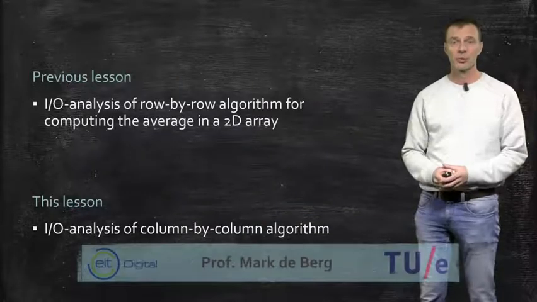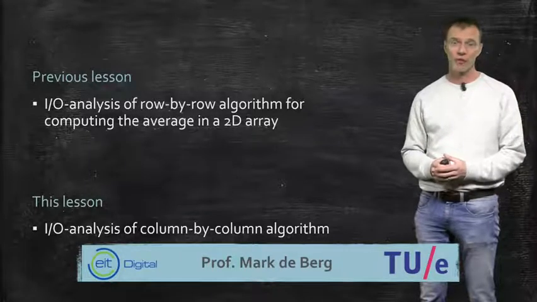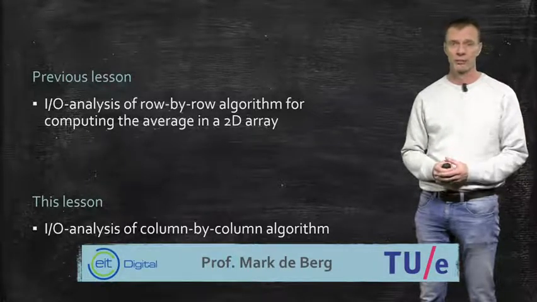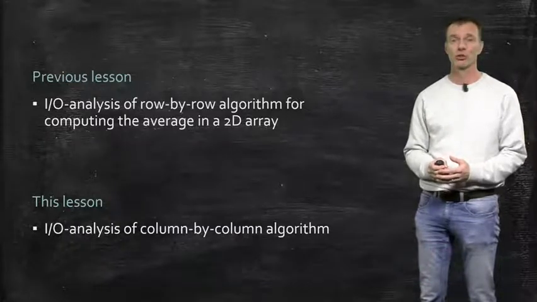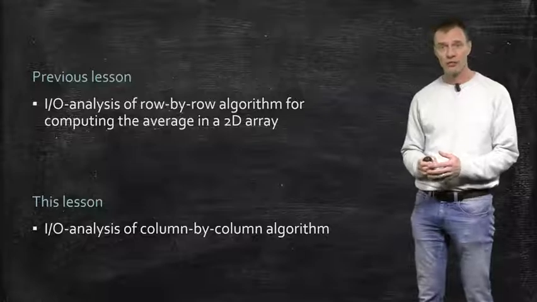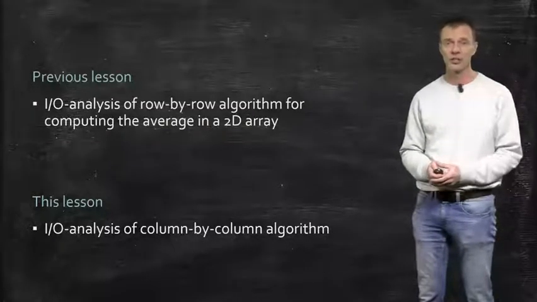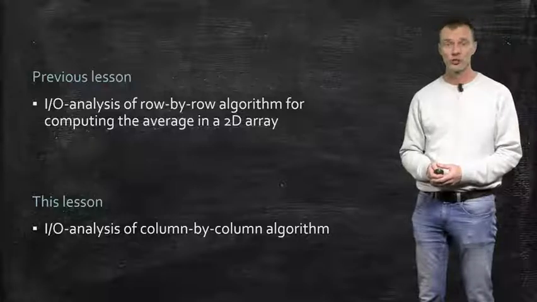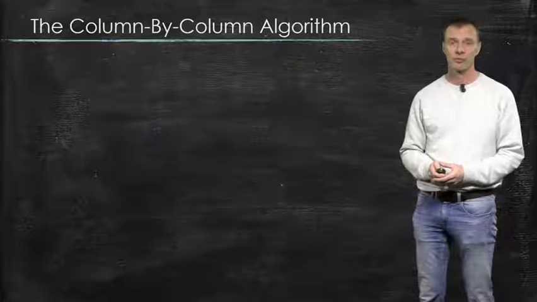In the previous lesson, we analyzed the I/O behavior of a very simple algorithm to compute the average in a two-dimensional array. In this lesson, we're going to do exactly the same thing, except that we're going to look at an algorithm that computes the average by scanning over the array column by column. And as we will see, this is going to make a huge difference in the number of I/Os. Okay, so let's have a look at the algorithm.